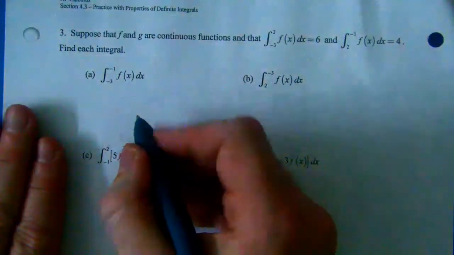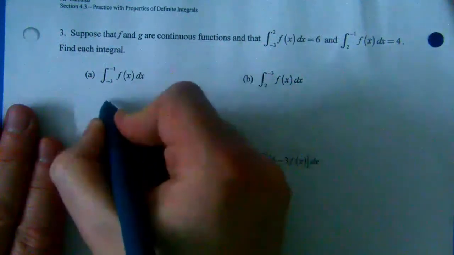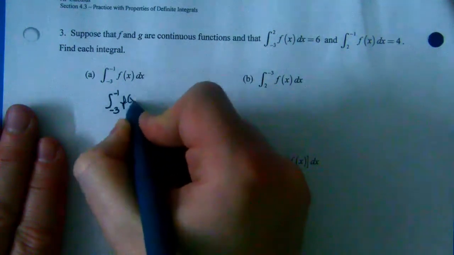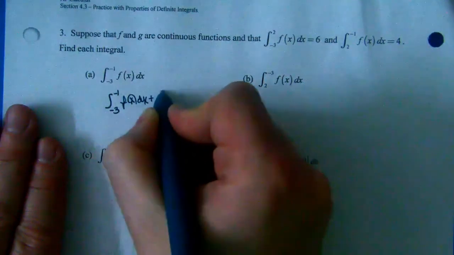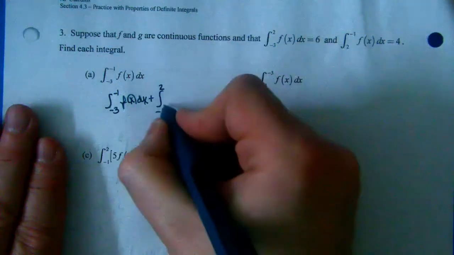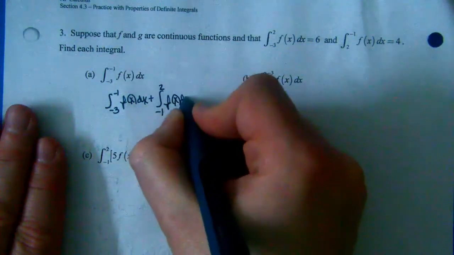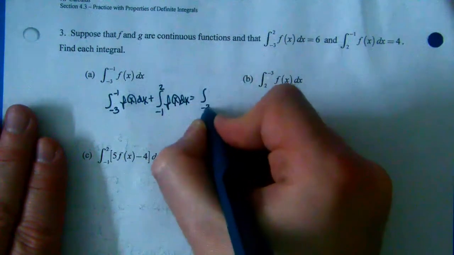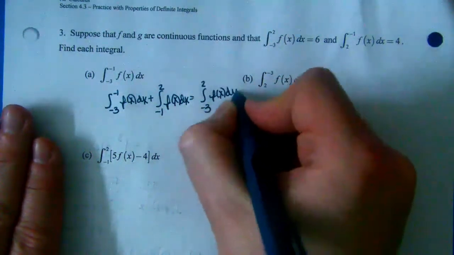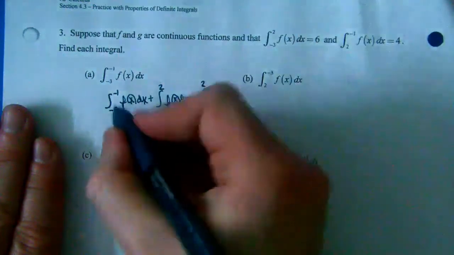Okay, well, let's see. I know that if I go from negative 3 to negative 1 of f of x dx, and I add to that the integral from negative 1 to 2 of f of x dx, I'd get the integral from negative 3 to 2 of f of x dx. This is what I'm looking for.